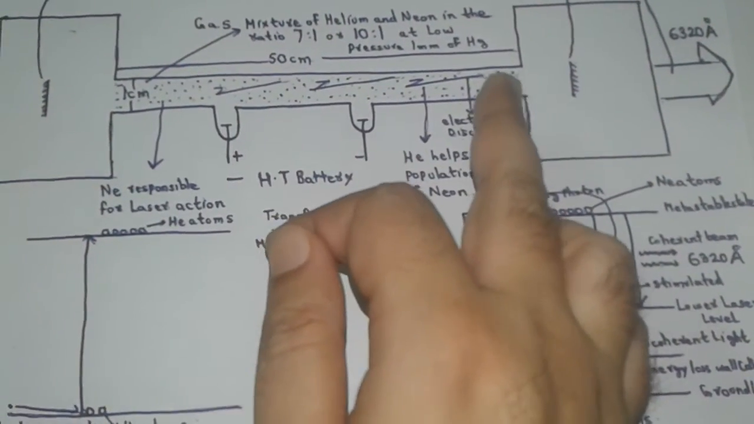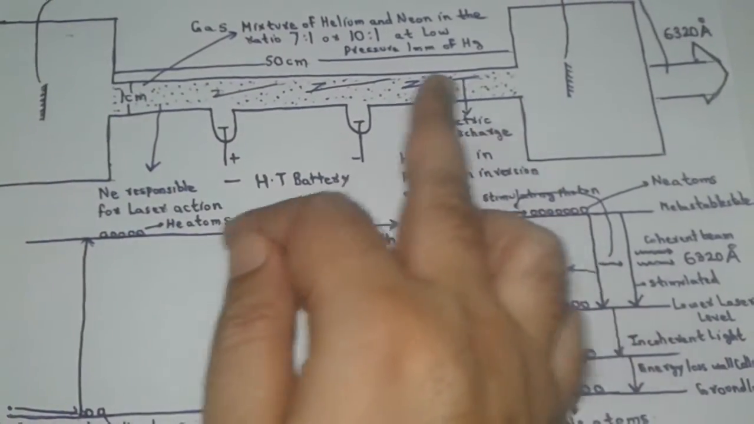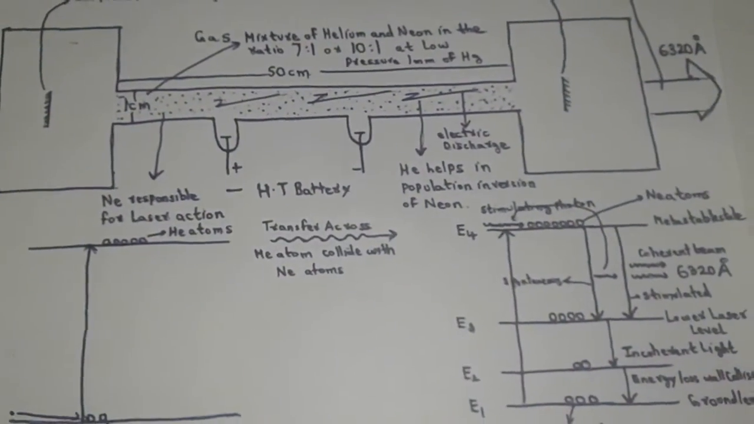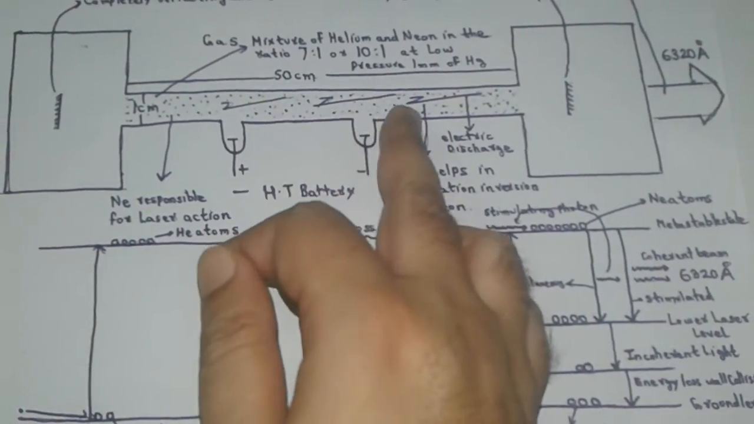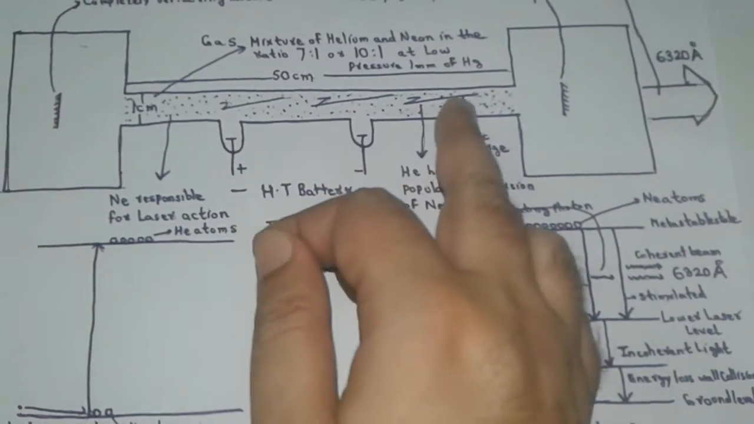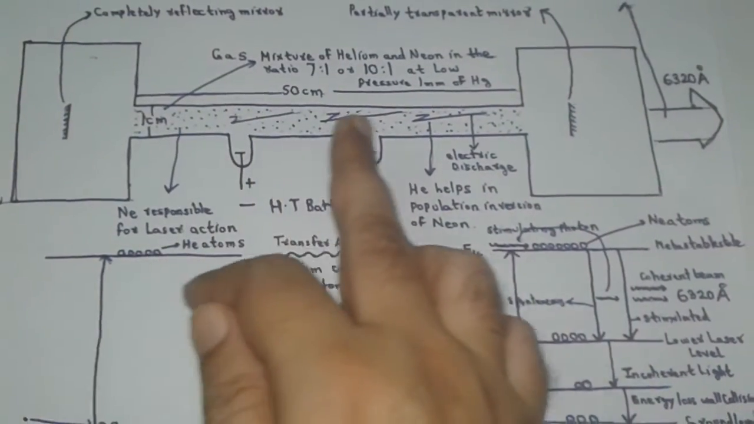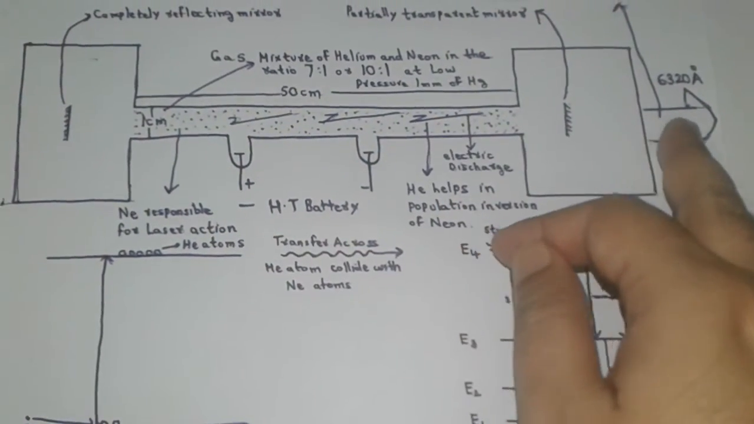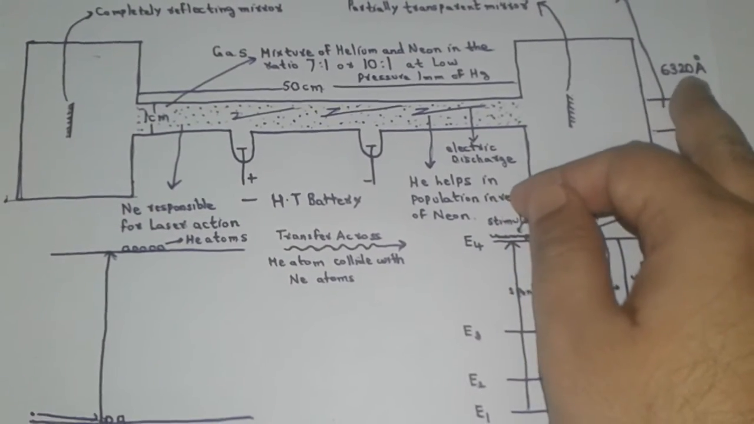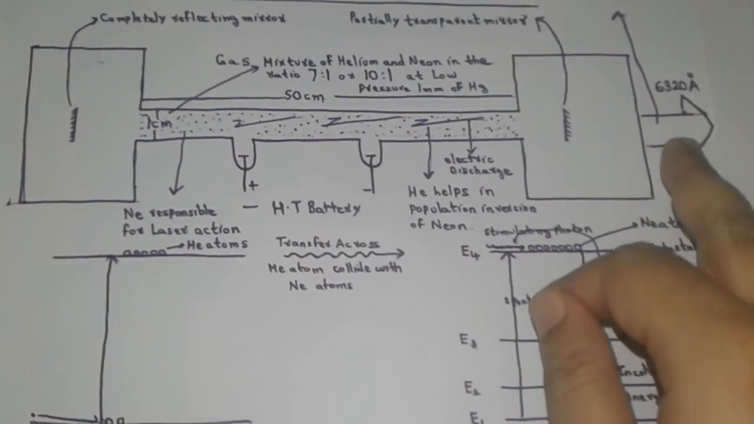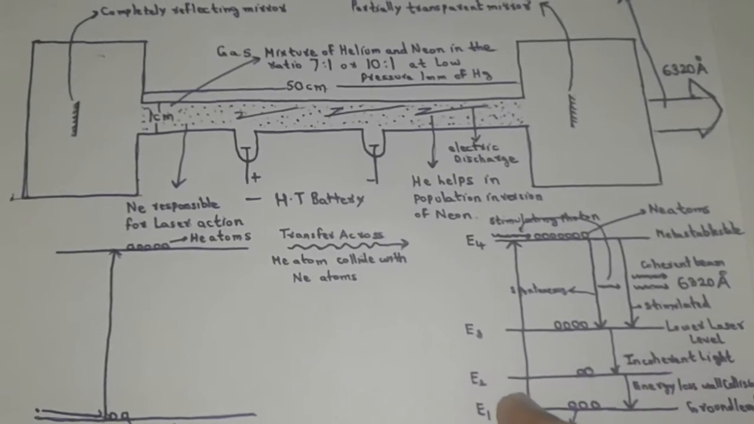The photons emitted bounce back and forth between the two parallel plane mirrors and get amplified in intensity. Ultimately, the intensity of radiation emitted by stimulated emission overtakes the intensity of radiation emitted by spontaneous emission. And thus, at a certain intensity level, we obtain a continuous laser beam from the transparent end of the mirror of wavelength 6320 angstrom.